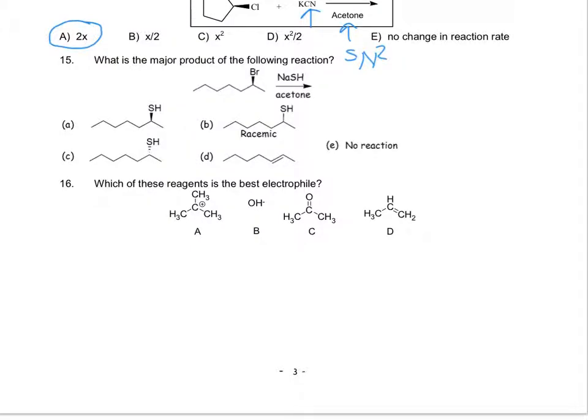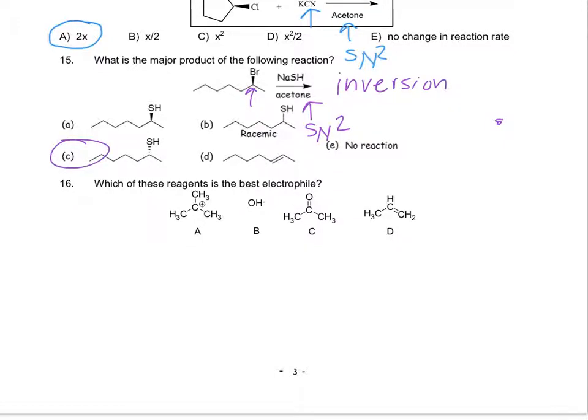Number 15, what is the major product of this reaction? So we have NaSH, again a good nucleophile. We've got acetone, which is a good indication that this is probably SN2, and again we have a nice chiral alkyl halide here. And so we're going to look for inversion of stereochemistry.